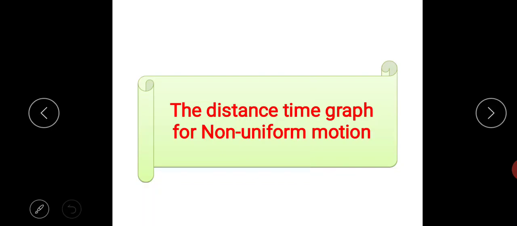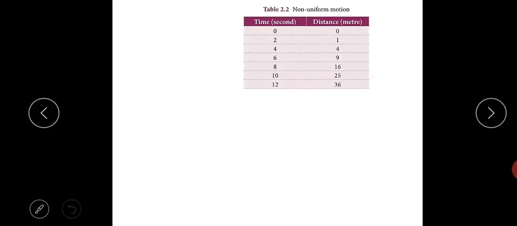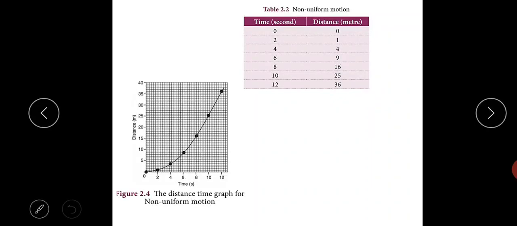Now let us see the distance time graph for non-uniform motion. So we can plot the distance time graph for accelerated motion. Like we have the table for every 2 seconds. This is the distance covered. When you see the table, the time difference is 2 seconds: 2, 4, 6, 8, 10, 12. See the distance covered, children. For the first 2 seconds it is 1 meter. Another 2 seconds you add, he is covering 3 meters more. It is not constant. So when you plot the graph, this is how it will look.